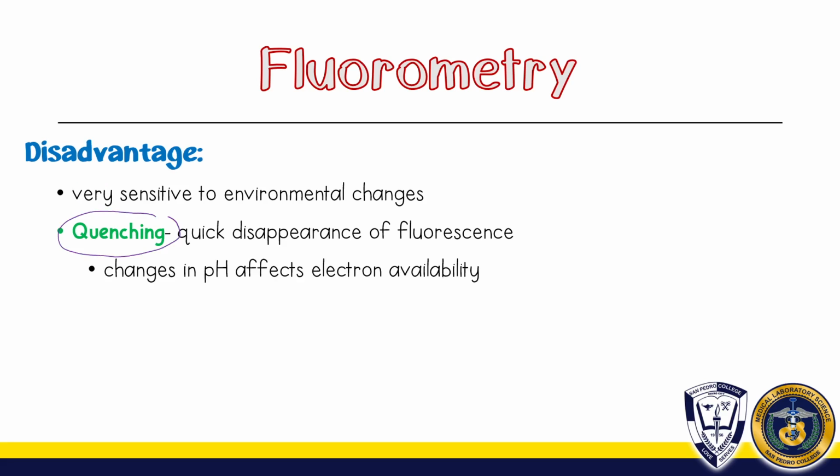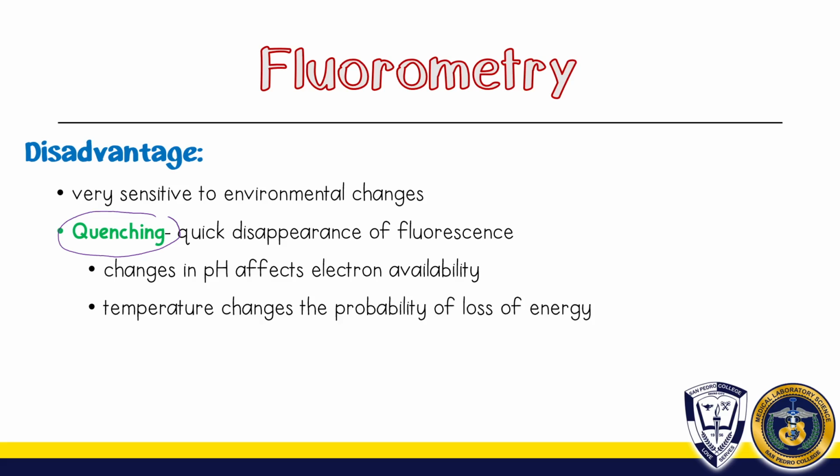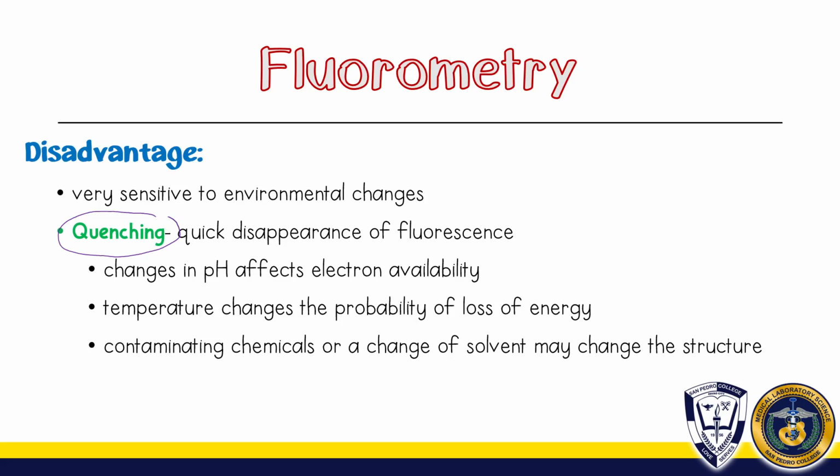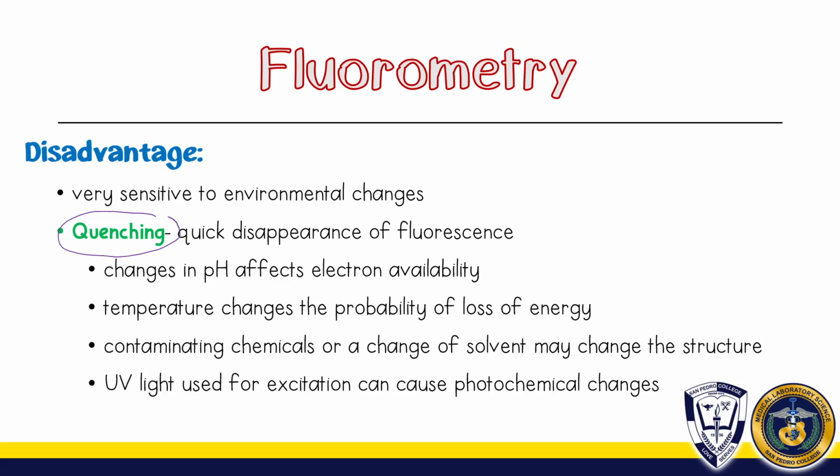Quenching may happen if there are changes in the pH that could affect electron availability, or if there are changes in your temperature causing a loss of energy, or if there are contaminating chemicals or a change in solvent, which may also change the structure of the substance being measured. And lastly, the UV light used for excitation could also cause photochemical changes, especially if it is not calibrated or changed every now and then. Machines have maintenance and calibration done every now and then to prevent such things from happening.